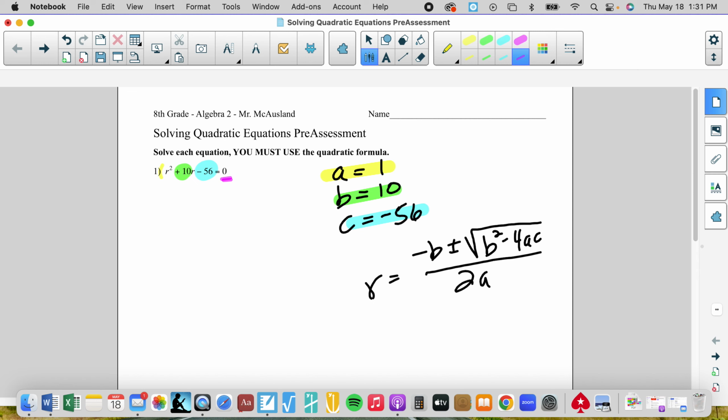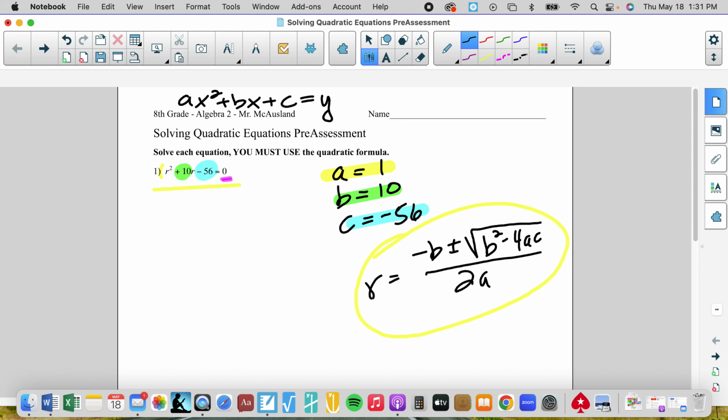Our quadratic equation, this is a quadratic formula. This is the quadratic formula. This is an equation in quadratic form. And that form, one more thing that we can cover, is ax squared plus bx plus c equals y. In this case, it equals 0. That's why we're solving for the variable r.